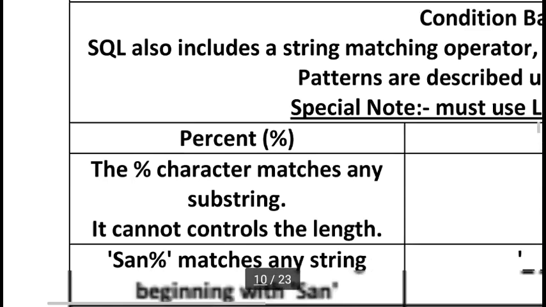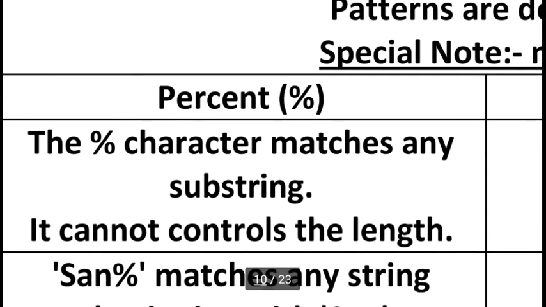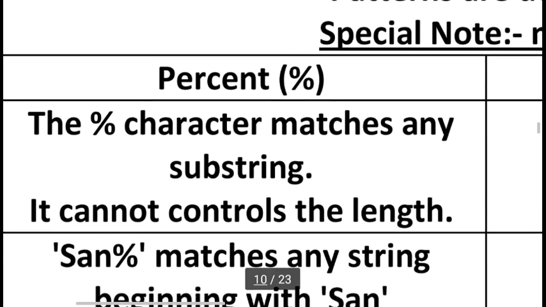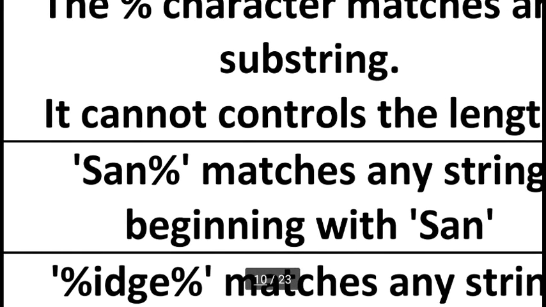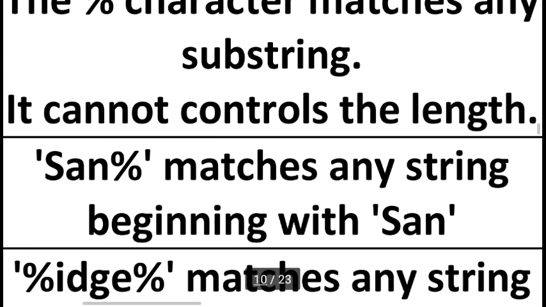Here you can see the percentage character matches any substring. It cannot control the length. Suppose I write 'san' followed by percentage in single quotes. All the values that start with san, with anything in the remaining data, will give the result. It matches any string beginning with san. The starting value must be san and the remainder anything.